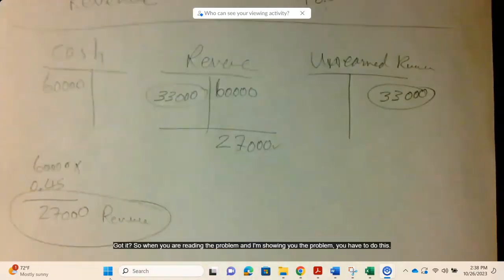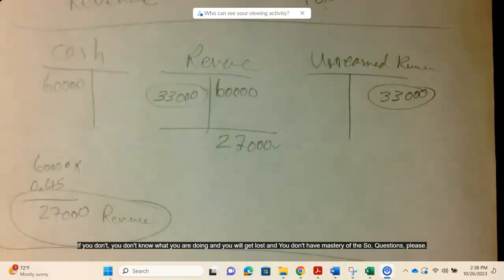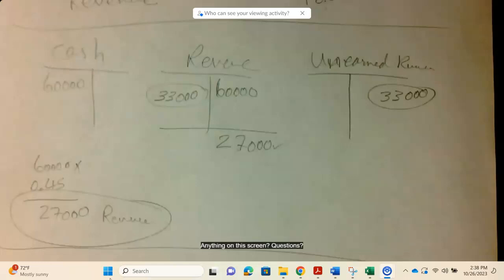Got it? So when you are reading the problem and I'm showing you the problem, you have to do this T account. If you don't, you will get lost and you don't have mastery of the subject matter. Questions, please. Anything on this screen? Questions?